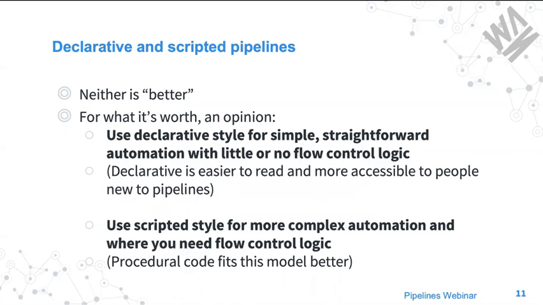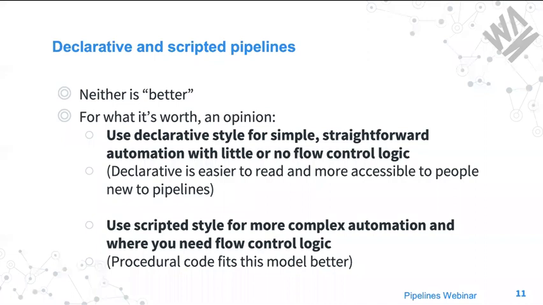Now, neither scripted nor declarative is better. For what it's worth, I use declarative style pipelines for simple and straightforward automation where there isn't really a lot of need for flow of control. And I like doing that because I find declaratives easier to read. And for people who are new to pipelines, or particularly new to programming, a declarative pipeline tends to be a little bit more accessible.